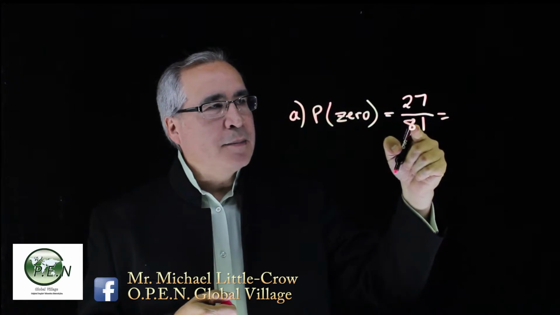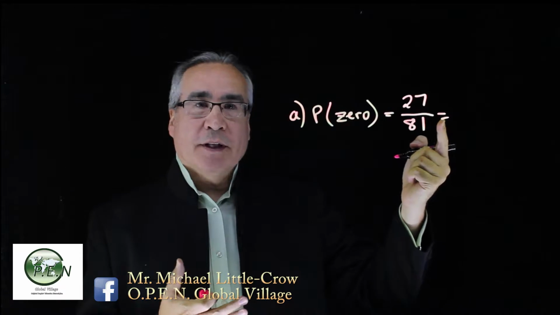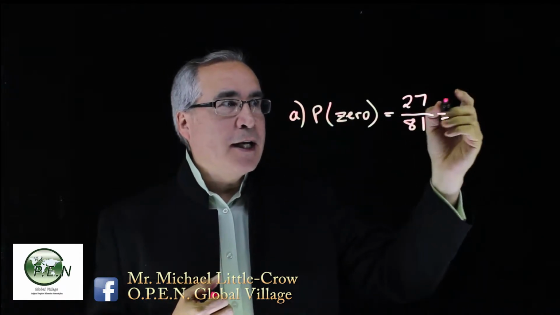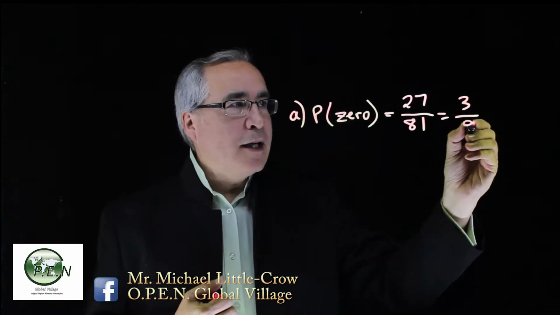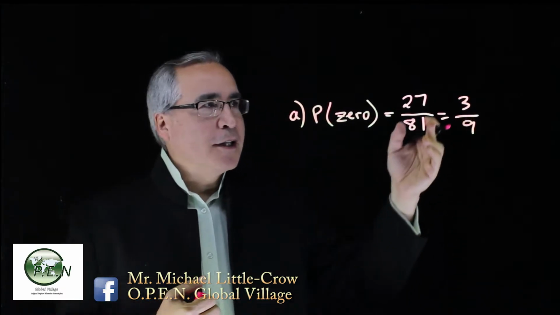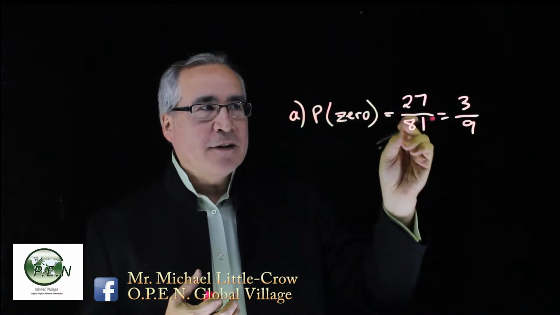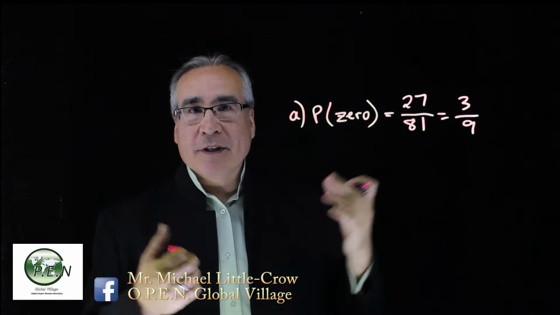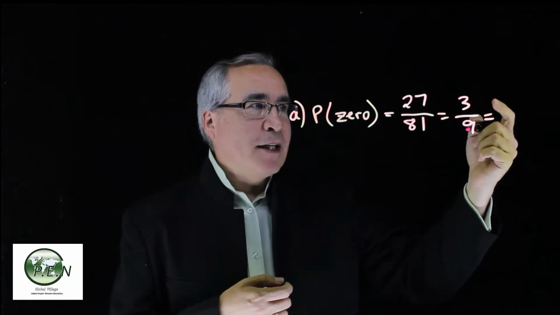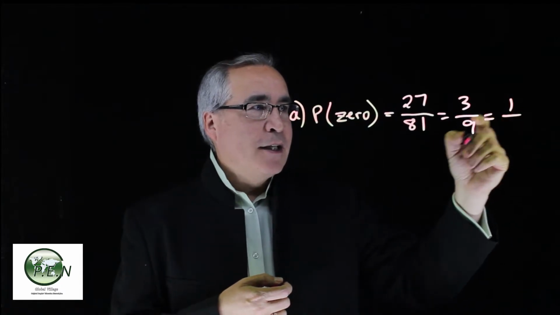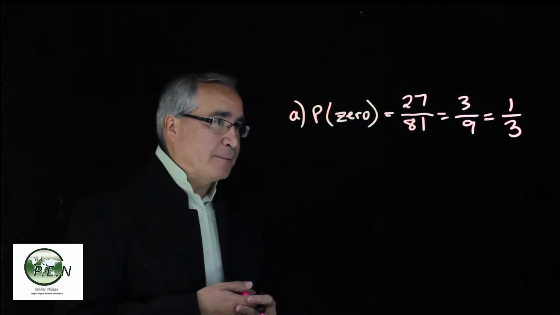Let's see, 3 goes into both of these, right? Yeah. Oh, but 9 also goes into both of these. So 27 divided by 9 is 3. 81 divided by 9 is 9. Oops, I can reduce it further. 3 goes into both of these. So if you spotted that 27 actually goes into both of these, you would have been ahead of me, but I'm going to get there anyway. 3 divided by 3 is 1. 9 divided by 3 is 3. This is our probability, 1/3.